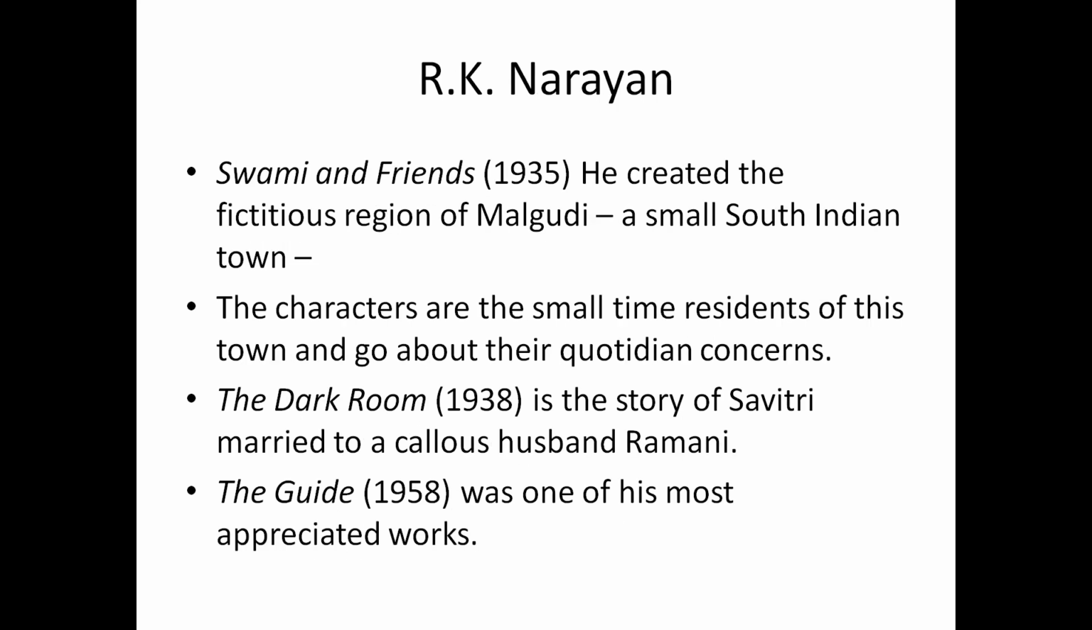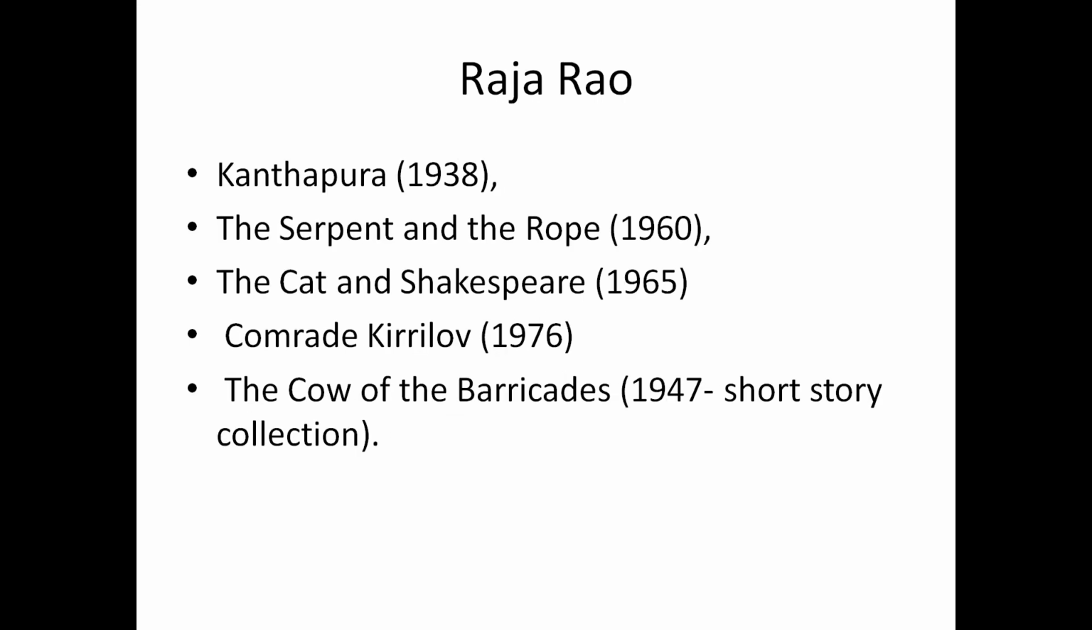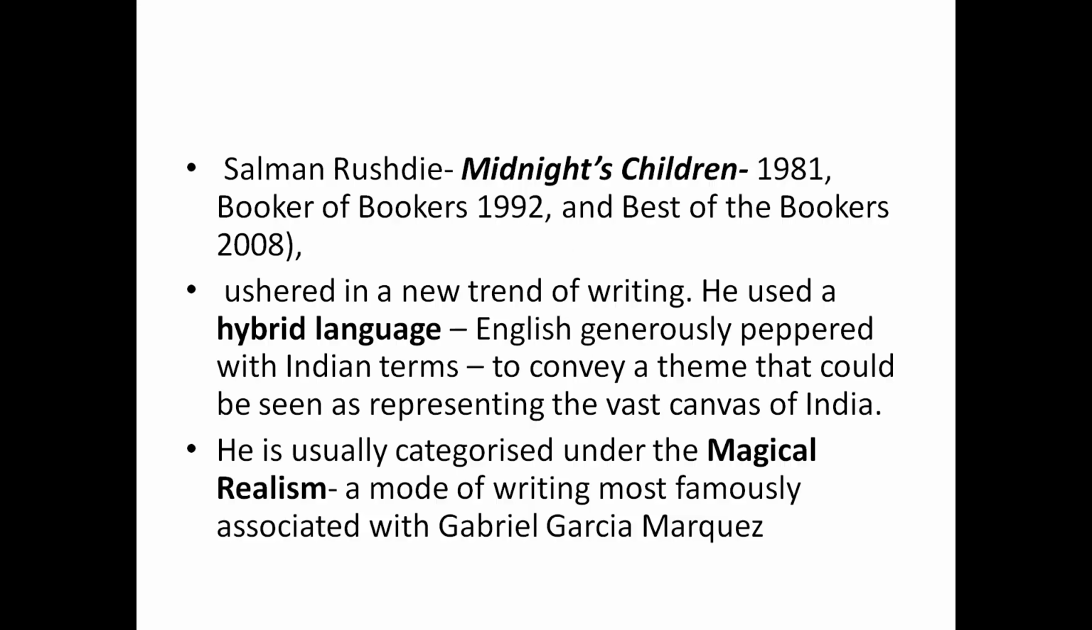R.K. Narayan, as I mentioned, the first novel was Swami and Friends. He created the fictitious regional town called Malgudi in Indian English literature through his novels. And The Dark Room, the second novel, The Guide, the third novel, all the novels were widely accepted by readers. Raja Rao, the author of Kanthapura, The Serpent and the Rope, The Cat and Shakespeare, Comrade Kirillov, and The Cow of the Barricades are some of the works written by Raja Rao.